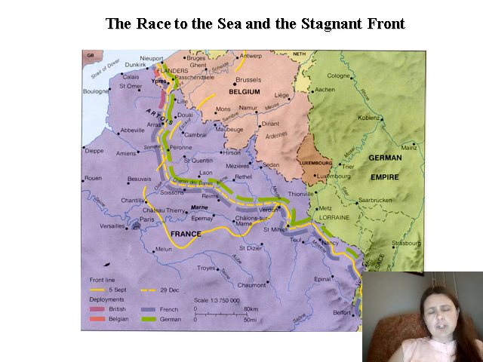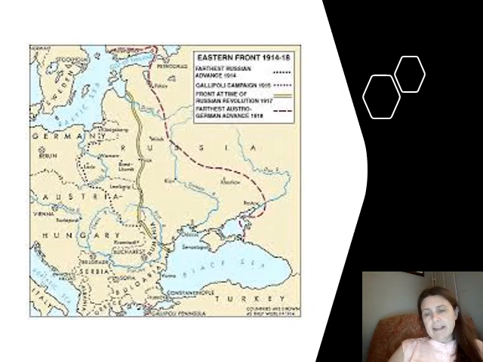But this can be contrasted to the war in the East. The war in the East was not trench warfare, and it was not stagnant. You saw a lot more back and forth between, first of all, the Austro-Hungarians, who at first did have some successes in the war against the slower-to-prepare Russians, and the Germans and the Russians.